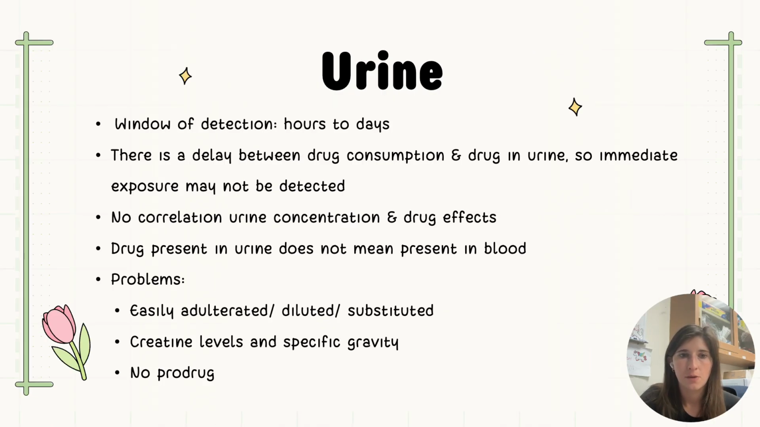Next, we have urine. The window of detection of urine is hours to days. There's a delay between drug consumption and the drug being in the urine, so immediate exposure is probably not going to be detected. With urine, because it's stored in the bladder for an unknown amount of time, usually several hours, we're not able to correlate a urine concentration with the drug effect. It pretty much just tells us, did this person take this drug, yes or no?